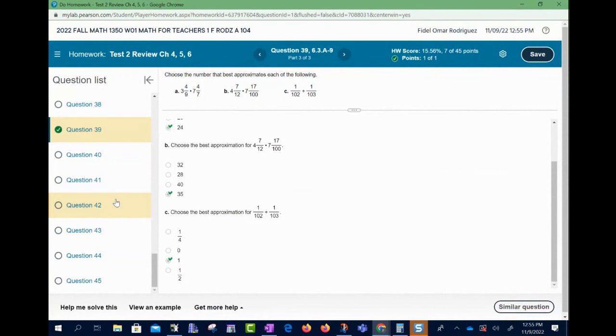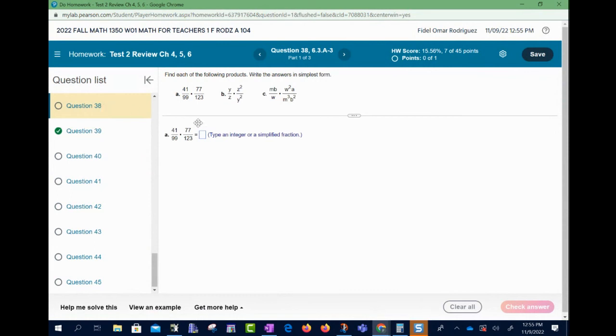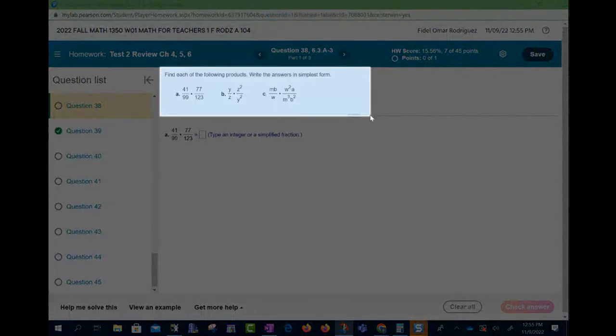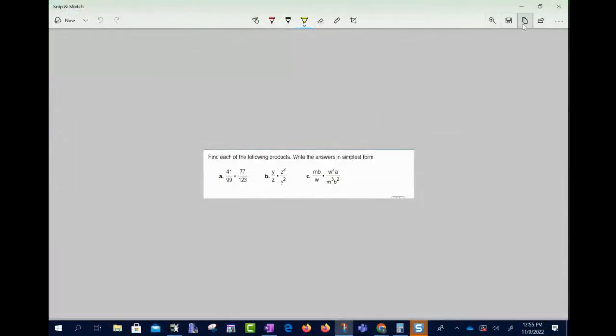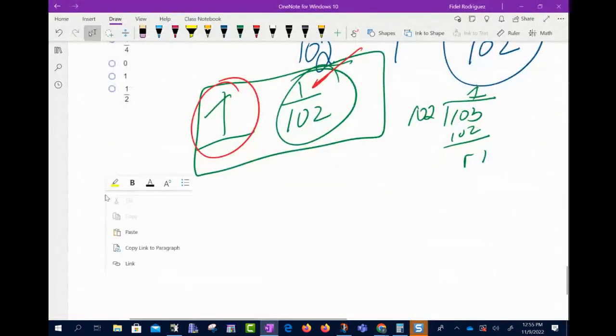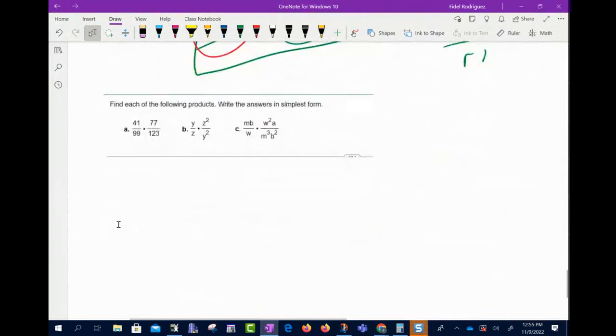Any other ones, y'all, about anything? Which one? 38. Let's take a look at 38. It says find each of the following products and then write the answers in simplest form. Let me copy this here. The first part of this problem is definitely more of what you would see in an elementary school class. You're not doing this in 2nd grade, but you're definitely doing this in probably 4th or 5th grade. But this would be the approach on how I would show my students.